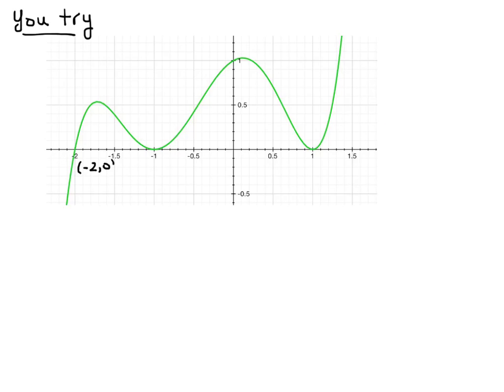So I'd like you to try this one. Here are my points. The x-intercepts are negative 2, negative 1, and 1. And the y-intercept at 0 is going to be 1.